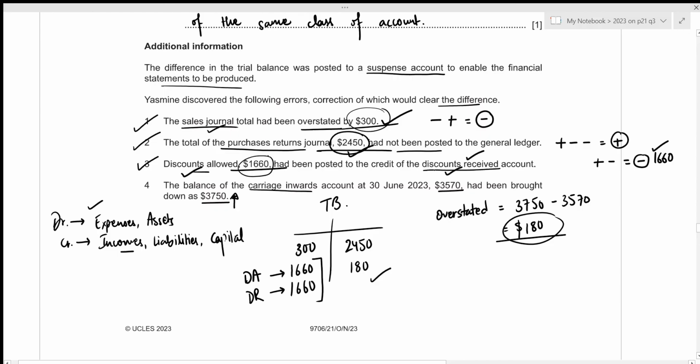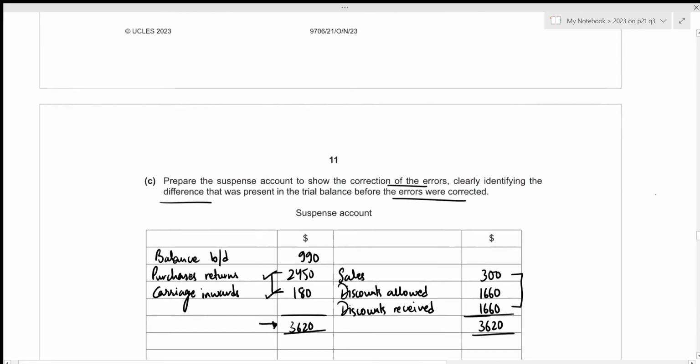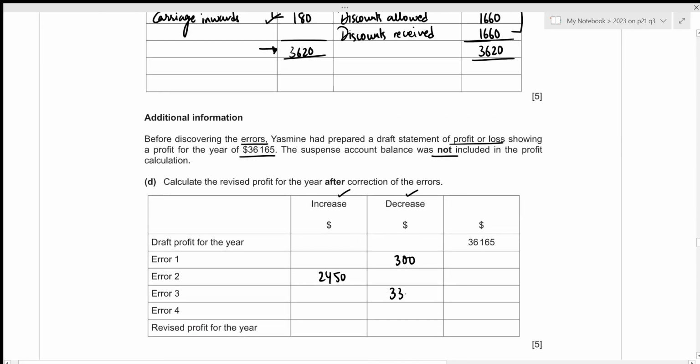Now we have discounts received as well. Discounts received, we can basically understand it as overstatement of 1,660 within the discounts received account. Whenever there's any overstatement, we need to remove it. Removal is always subtraction, and discounts received is added while calculating our profit because this is an income. So that's an addition, which means that we again need to subtract 1,660. So in total, in order to rectify this error 3, we need to subtract 1,660 plus 1,660, which results in 3,320. So the correction of this error is just going to be 3,320 on our decrease column because we need to subtract this amount. So that's 3,320.